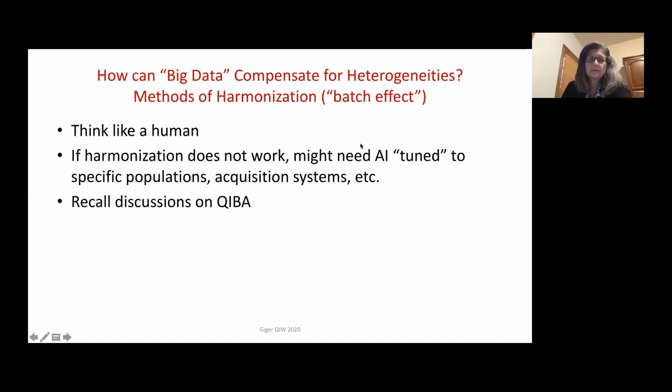I think when it comes to this heterogeneity and trying to harmonize a batch effect, you can think of the batches as: this batch came from one institution, this batch came from another institution, this batch came from maybe the same institution, but a different CT scanner. And of course, as mentioned earlier in the day, recall the discussions on QIW.